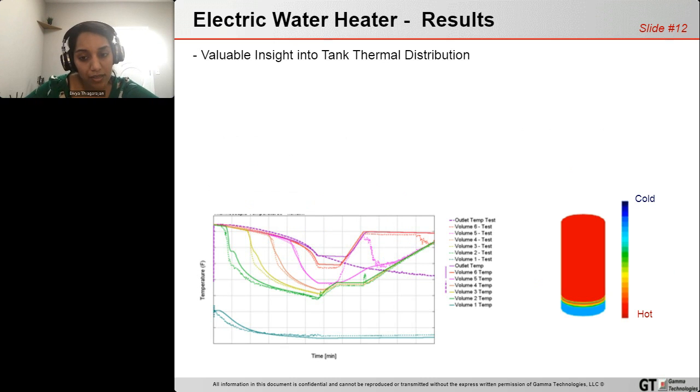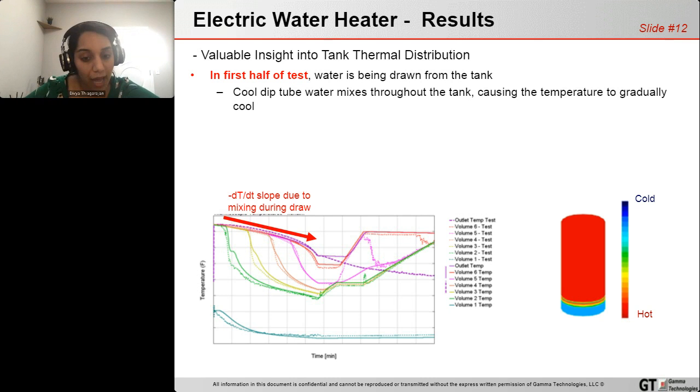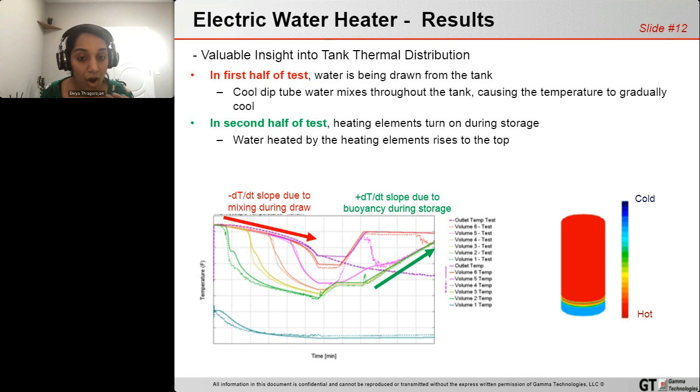But I do want to focus on another important thing, because such analysis also gives us valuable insight into what kind of thermal distribution is happening inside the tank as time progresses. That really lets us optimize these designs further. Here again, I'm showing a temperature and time plot for more thermocouple probes, and you can see not only does the simulation match quite well with the experiments, but we're also able to capture some key trends that are important here. In the beginning of the test, the water is being drawn from the tank, so the cold water mixes, the mixing effect kicks in, and the temperature gradient drops. But later on in the cycle, when the heating elements kick on, the hot water rises to the top and the buoyancy effects are more important.